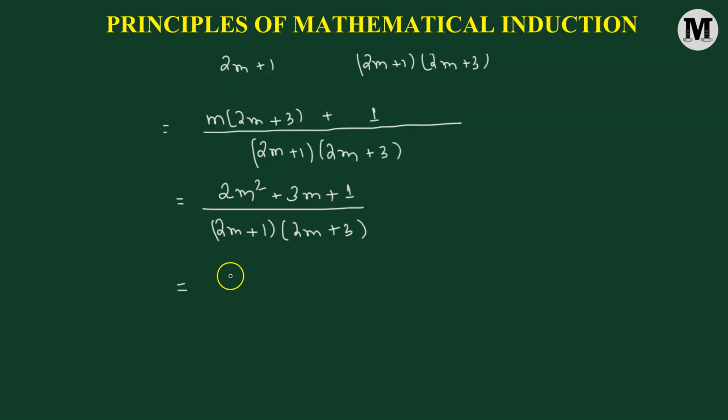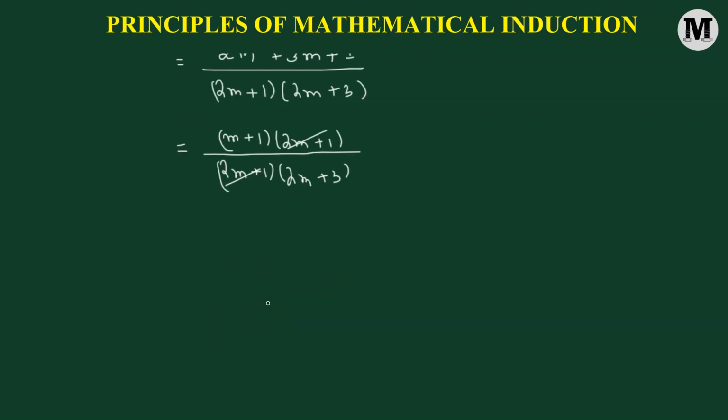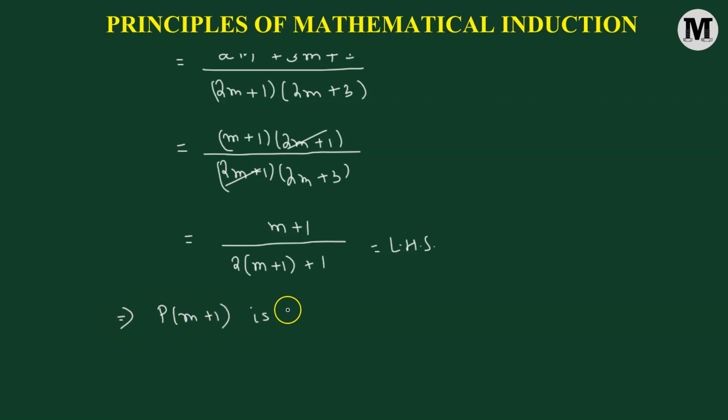Now what is 2m squared plus 3m plus 1? We can factorize the numerator, and that gives us m plus 1 multiplied by 2m plus 1, whole divided by 2m plus 1 multiplied by 2m plus 3. We can cancel 2m plus 1 from the numerator and the denominator, and this is equal to m plus 1 divided by 2m plus 3. However, we can rewrite it as 2 times m plus 1 added to 1. And this is exactly the expression on the right hand side, which means that we have shown that P of m plus 1 is true.